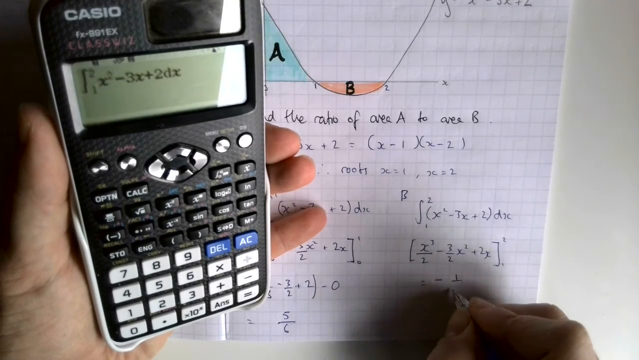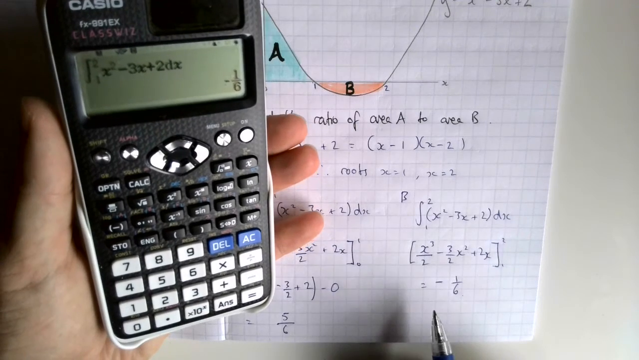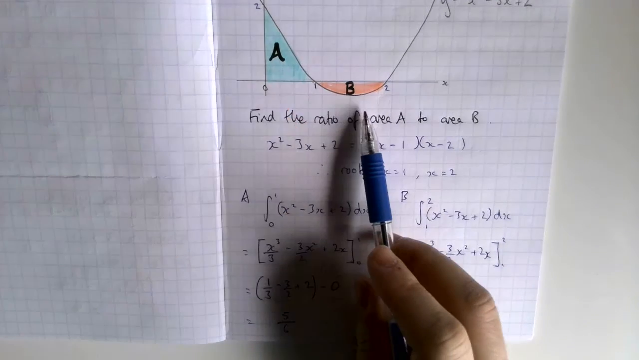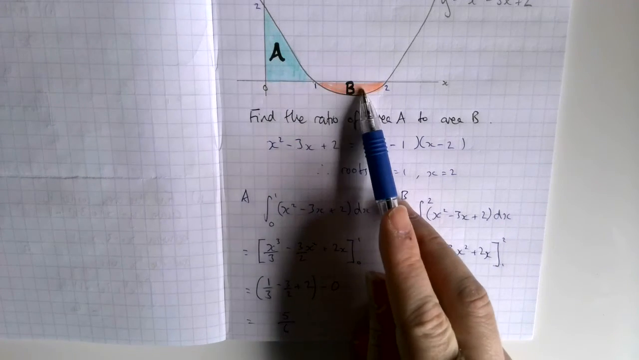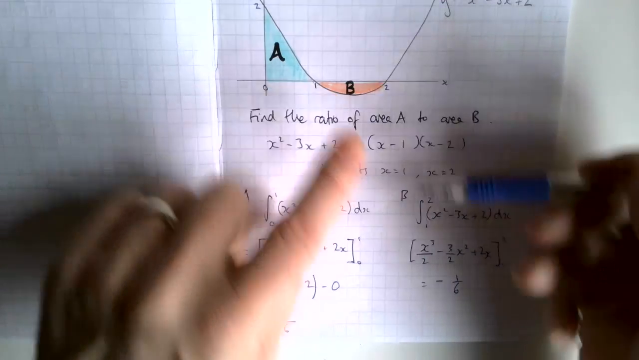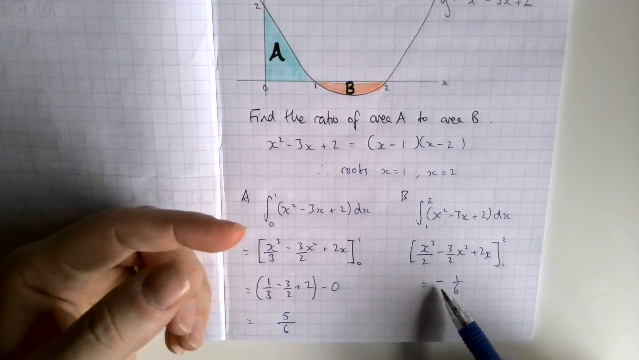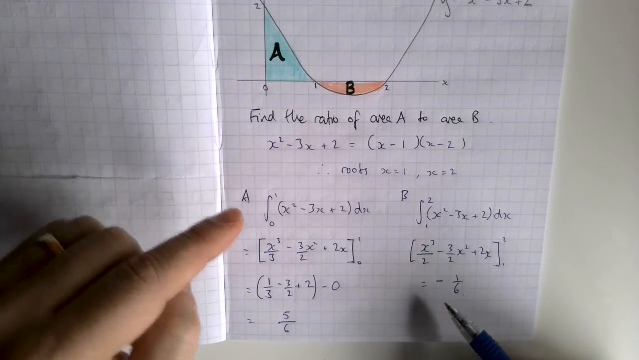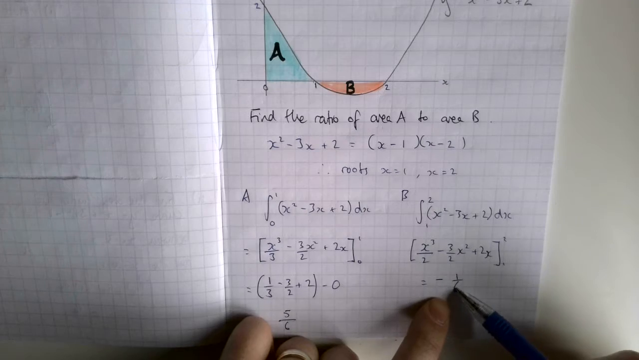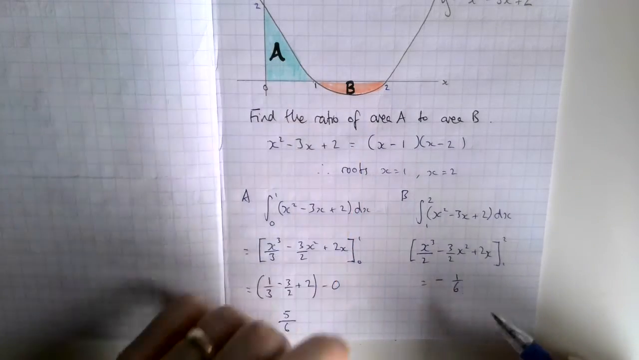This one is negative 1/6. Now, here's the thing I wanted to point out. You get a negative answer here. We don't really talk about negative area, so when you've got a bit of the curve that's under the x-axis, like we've got here, then it's going to give you a negative answer. All we do is we just go, well, let's ignore the negative sign. It's called the modulus. We're going to take the modulus of this, or the absolute value. But for now, we're just going to say that the area of B is 1/6.